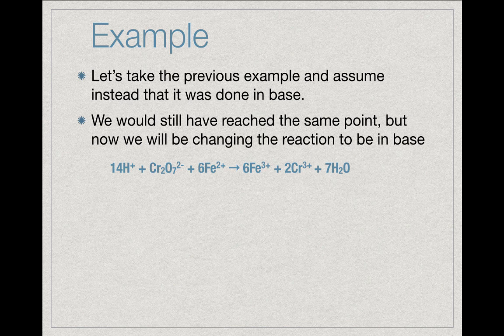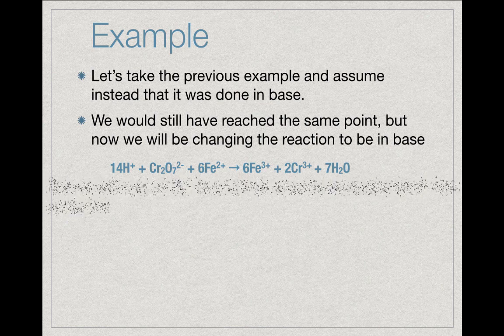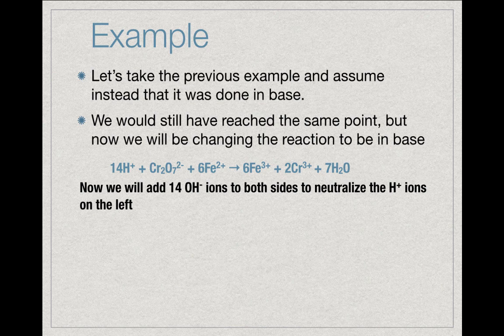We see that we've got 14H+ on the reactant side, which means I need to add 14 hydroxide ions in order to neutralize that H+. I'm going to add hydroxide to both sides to neutralize the hydrogen ions that are on the reactant side. So we get this. We have 14OH- plus 14H+, and then we have the 14OH- in the product as well. We're going to simplify the 14OH- and 14H+ and turn them into 14 waters.